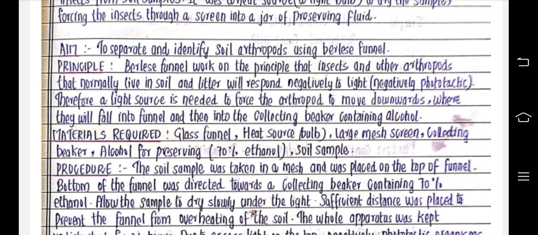Bradley's funnel works on the principle that insects and other arthropods that normally live in soil and litter will respond negatively to light, negative phototactic movement. Therefore, a light source is needed to force the arthropods to move downward, where they will fall into the funnel and then into the collecting beaker containing alcohol. Materials required: glass funnel, heat source or bulb, large mesh screen, collecting beaker, alcohol for preserving, 70% ethanol.